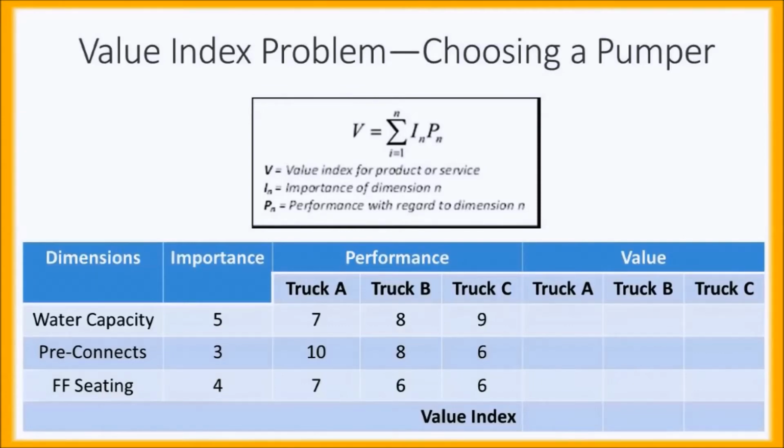To calculate the value, you just multiply that importance column by the performance value for each of the 3 trucks to get a value for each of the 3 trucks, and to get the total overall value index, we just add the values for each one of those dimensions that we see for each one of the 3 trucks. So what I'd like you to do now is pause this video, take your work and try to solve this on your own, and then we'll take a look at the solution.